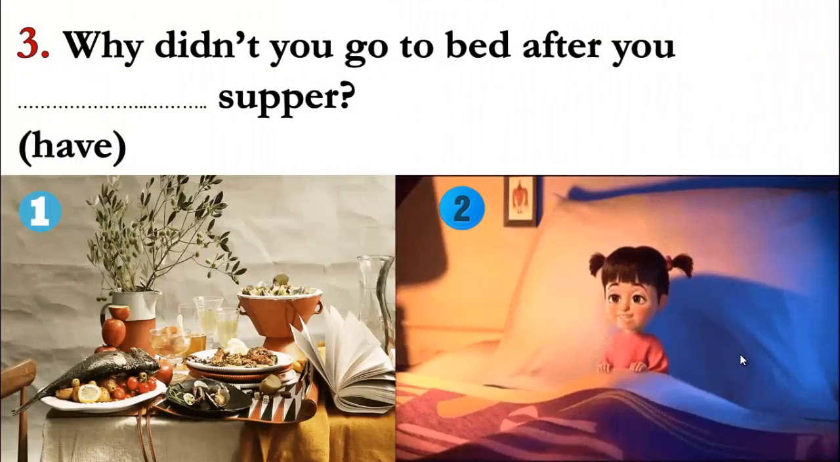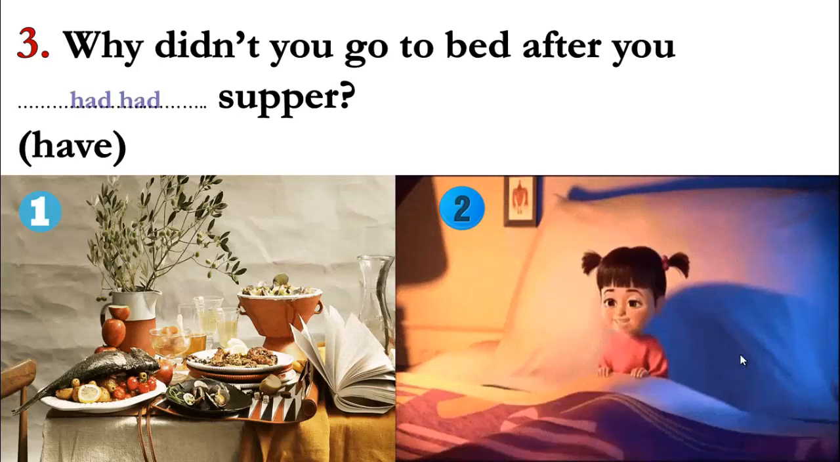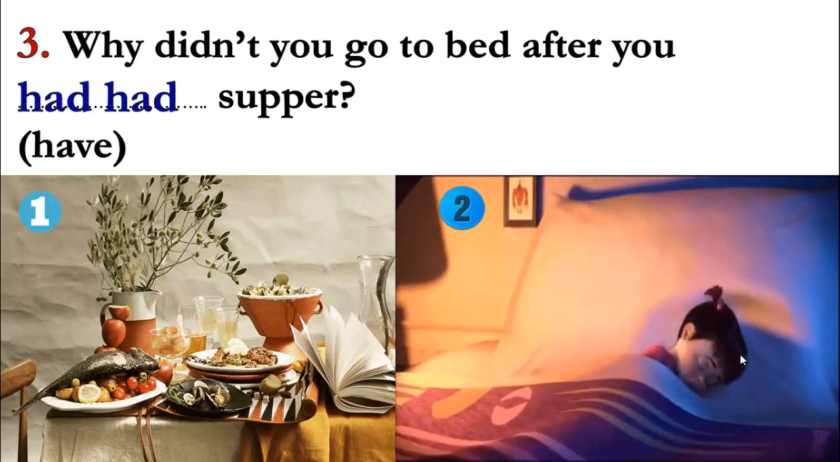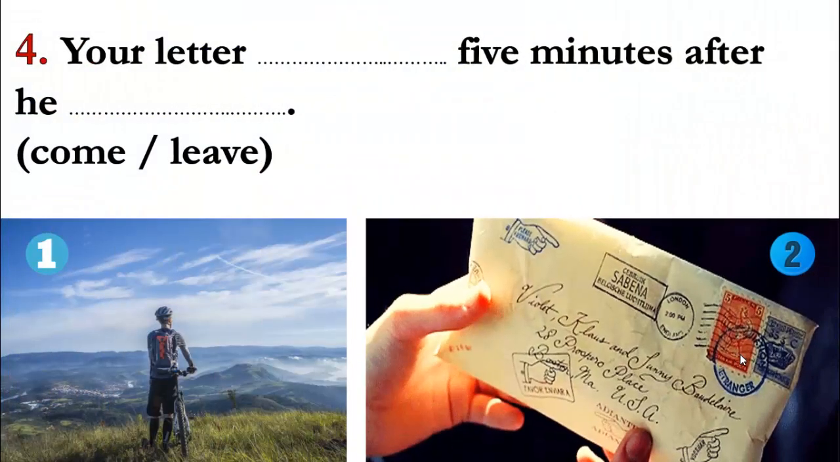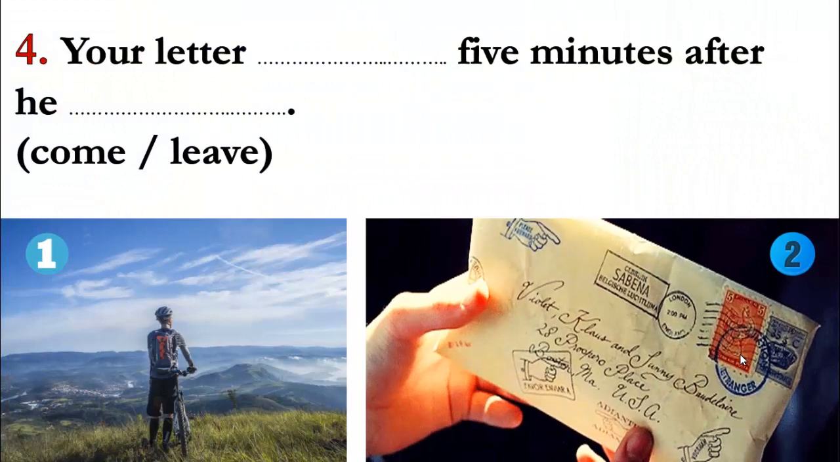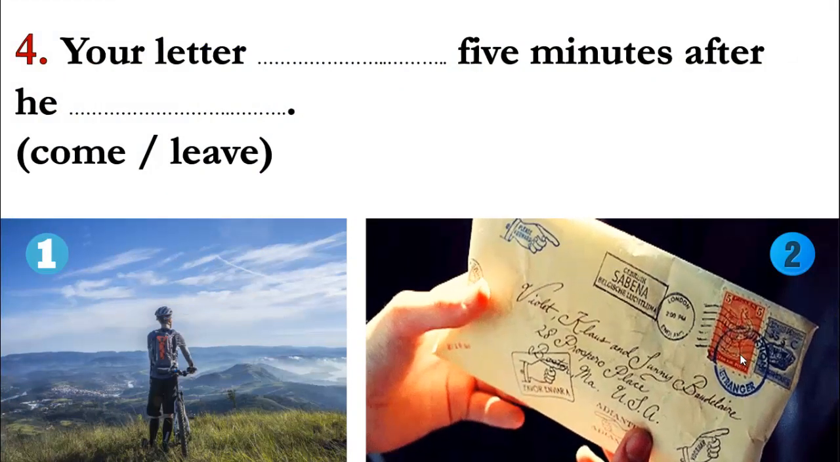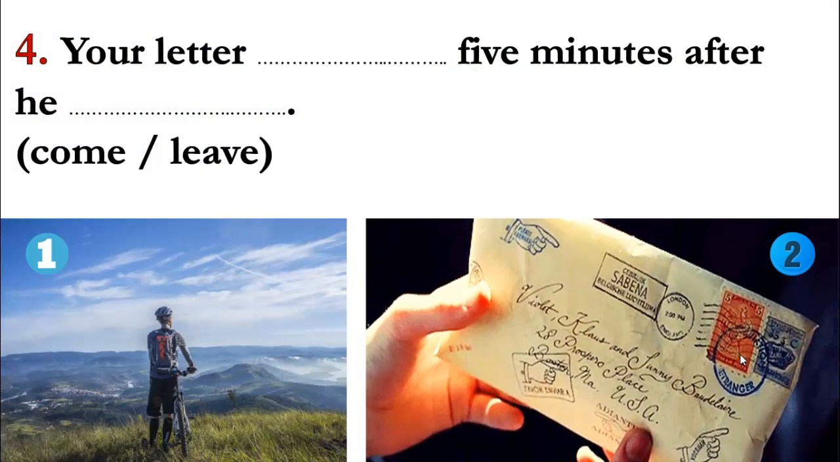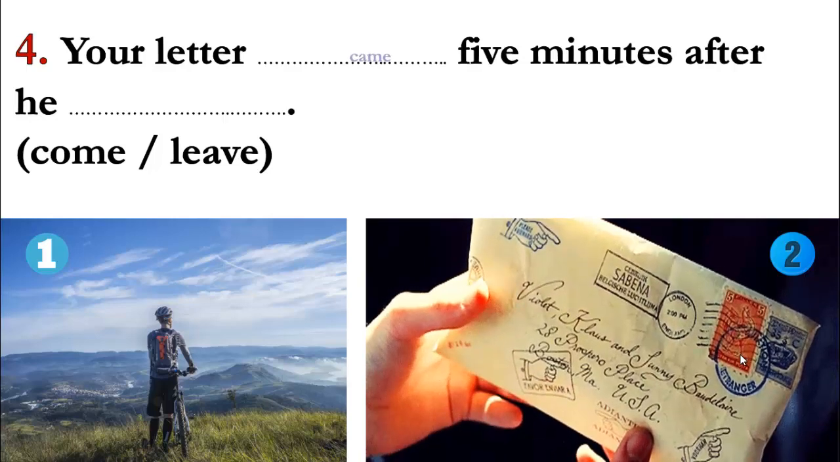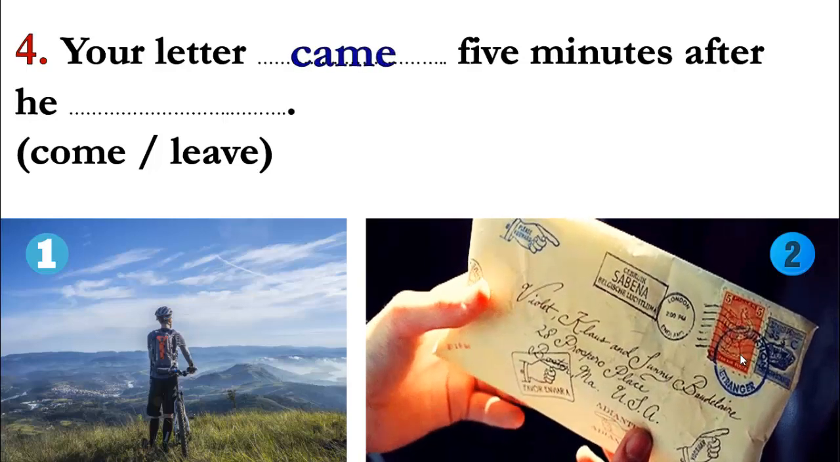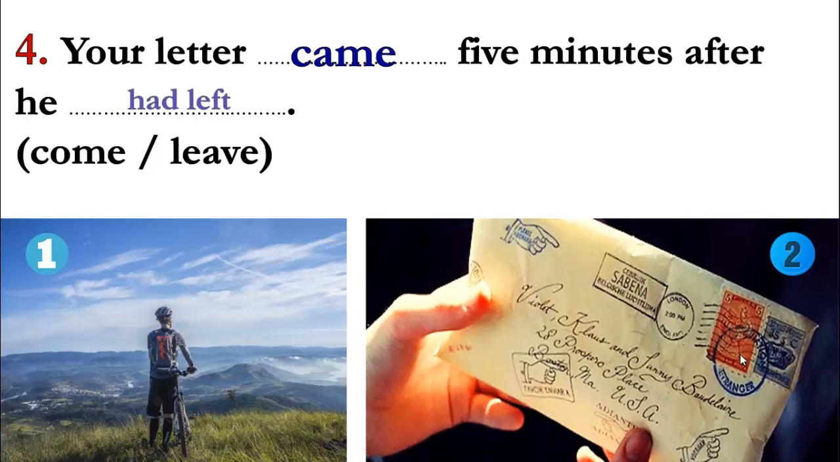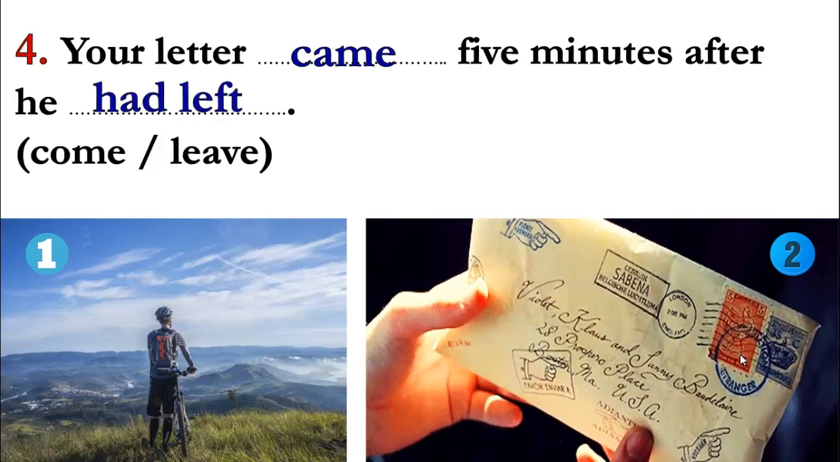Number 3, why didn't you go to bed after you space we have supper here? Excellent, had, the auxiliary verb, and had the main verb, meaning eating. Number 4, your letter space 5 minutes after he. It's an easy question for you. So your letter came, excellent, 5 minutes after he, that's right, had left. The first action in the past perfect.